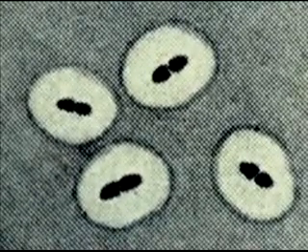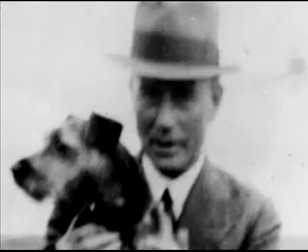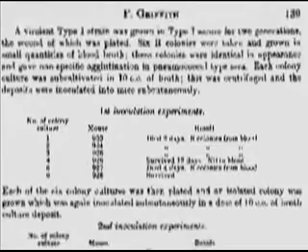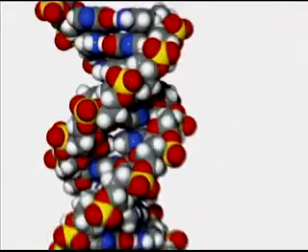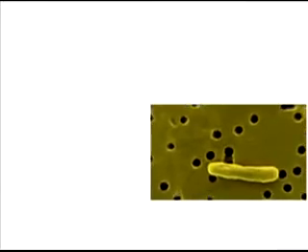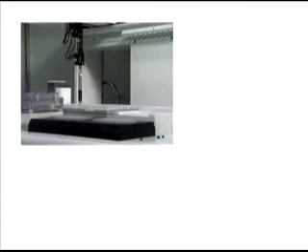Somehow, a substance from the dead smooth cells had been absorbed by some rough bacteria and turned them into the deadly smooth strain. Griffith failed to produce a vaccine, but he had stumbled upon the principle of transformation, a discovery that led to the identification of DNA as the molecule of heredity, and a property of bacteria that is now of central importance to molecular biology and medicine.